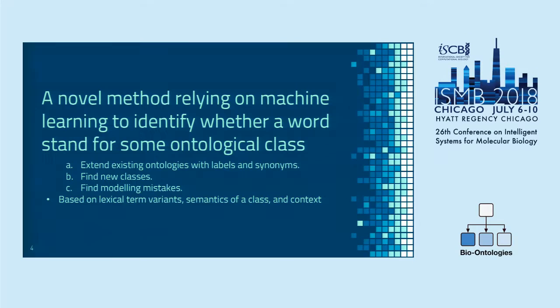With that, we introduce a novel method relying on machine learning to identify whether such a word stands for some ontological class, based on the lexical variant of that word, the semantics of the class, and the context. We aim to do three things. First, to find a new label or synonym for an existing class in an ontology, or to find a new class that isn't covered by this ontology, or to find modeling mistakes.